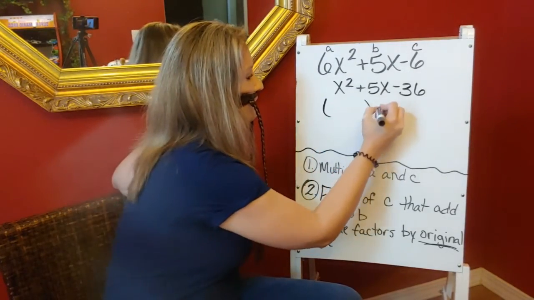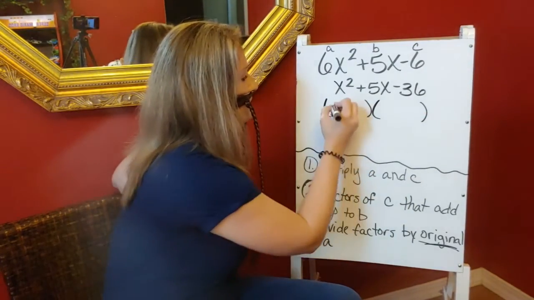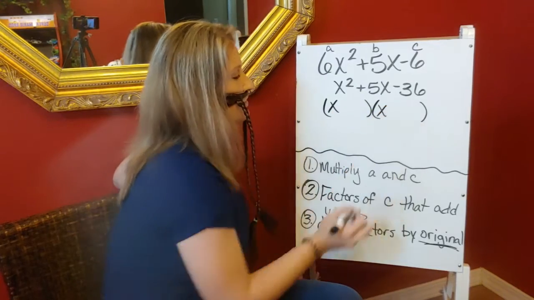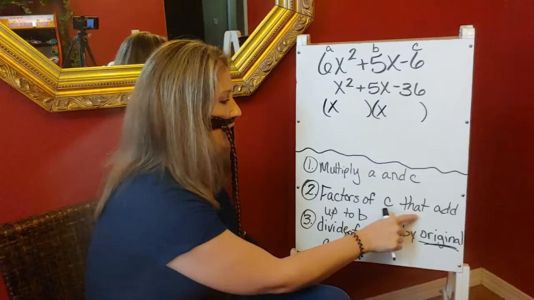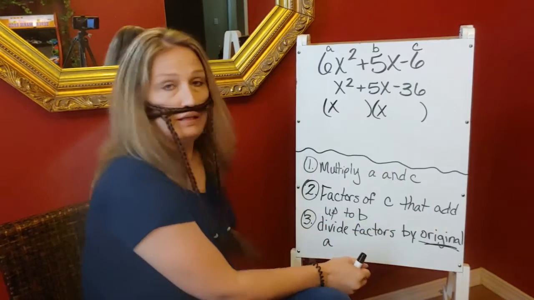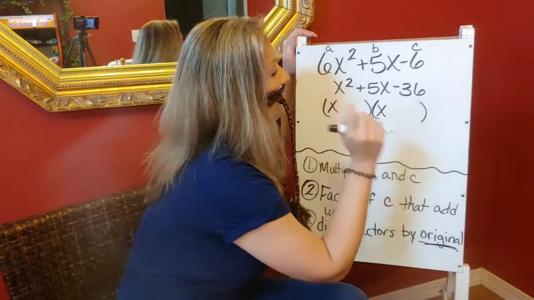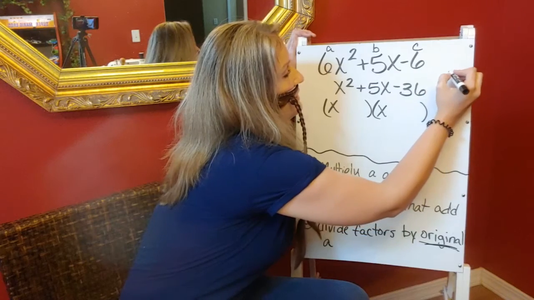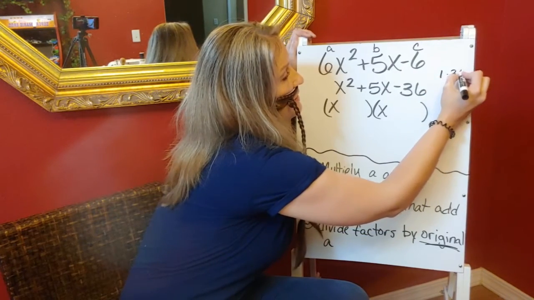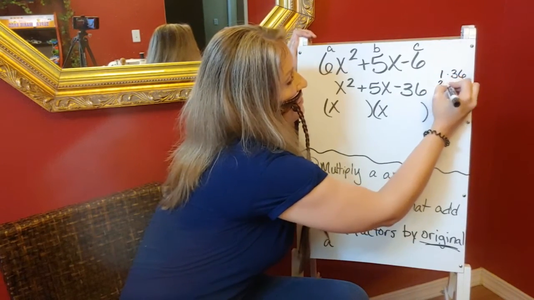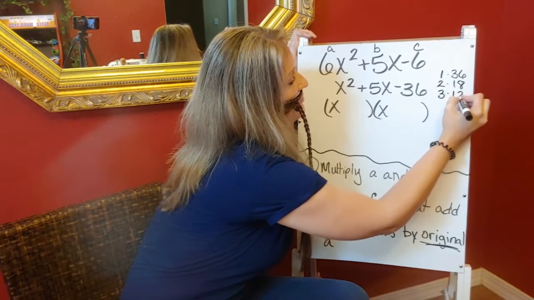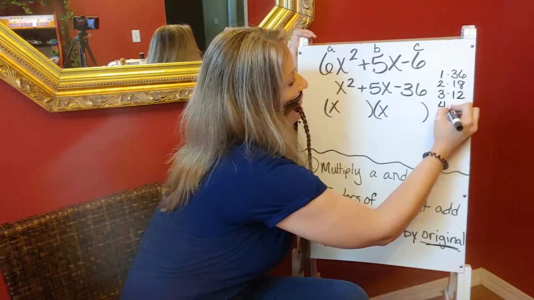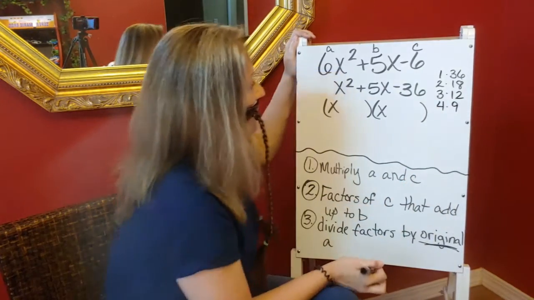So now I'm going to look at factoring this. Okay? X squared factors to x's in both of those, and I'm going to look at the factors of c that add up to b. So let's look at my factors of c. Well, 36, 1 times 36, right? 2 times 18, 3 times 12, 4 times 9.